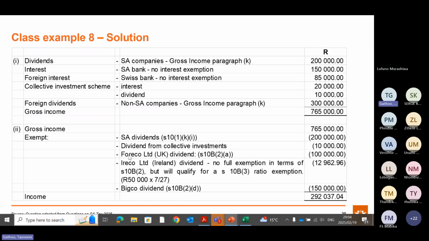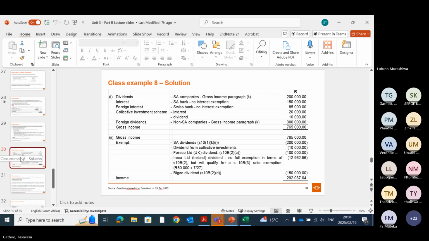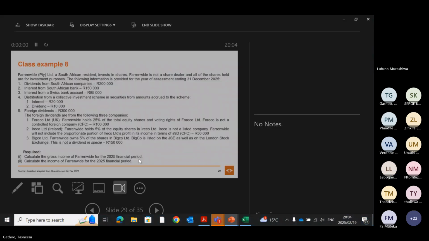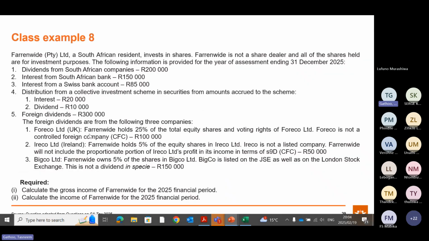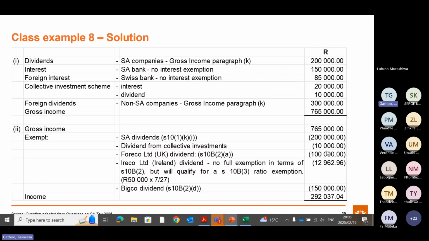So if we look at 10B2, the first foreign dividend here, from the UK-based company, remember there was the participation right: if you hold more than 10% of the equity shares, the dividend received from that is exempt. So this amount here is exempt.